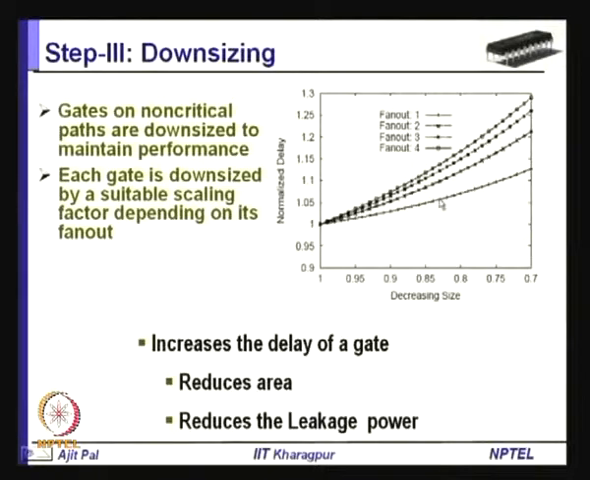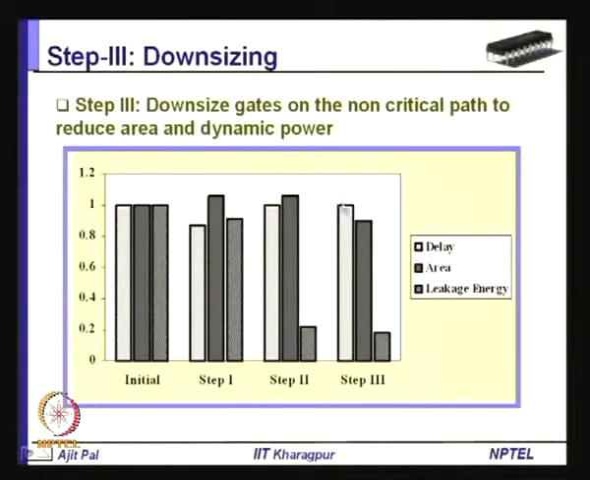That means the delay will increase by a smaller amount if you reduce the size of a gate with smaller fan out. So, each gate is downsized by a suitable scaling factor depending on its fan out. So, this increases the delay of the gate, reduces area and reduces leakage power. So, ultimately we get a plot like this.